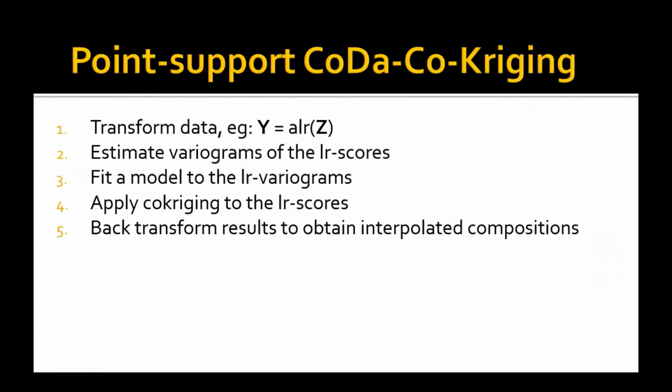So then point support coda co-kriging. That then proceeds as follows. We've done the first step. We've transformed the data. We've gone to the step of actually estimating variograms. We fitted models. We're now at the spot where we would be co-kriging the log ratio scores based on the models we fitted, and then we can back transform.